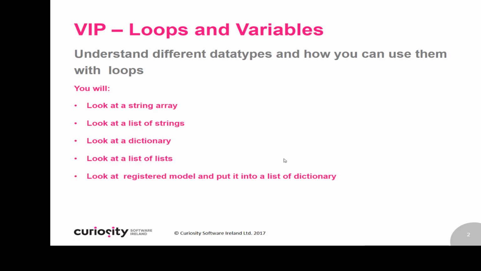VIP loops and variables, understanding the different data types and how you can use them with loops. Now there are a number of different methods of being able to store data. They can be in arrays, they can be in lists, and they can be in dictionaries. So we're going to look at string arrays, look at lists of strings, look at a dictionary, look at a list of lists, and look at a registered model, and then put that into a list of dictionaries.